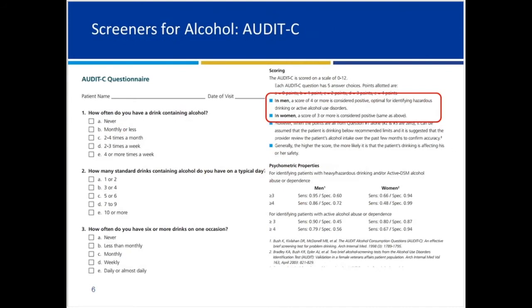The screener for alcohol is the AUDIT-C. As you can see here, it's 3 items, also with categorical response options that are summed, and the thresholds for a positive screen differ based on whether the person is a male or a female. In men, a score of 4 or more is considered positive and is able to identify at-risk drinking or patients who might be at risk for developing an alcohol use disorder. And for women, the score is a 3 or more.